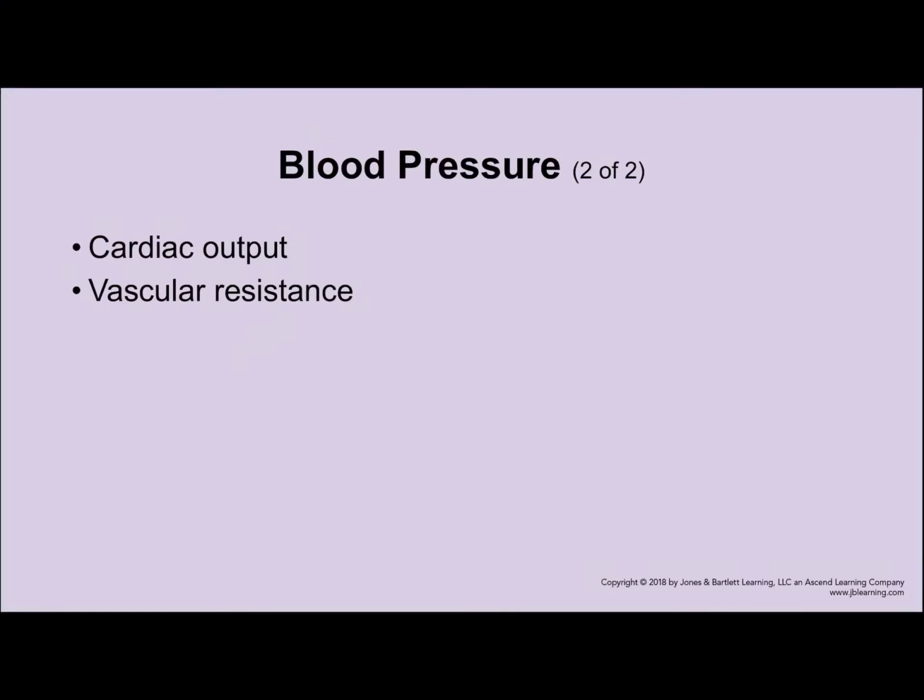The next part of understanding blood pressure is that it is determined by a couple of things. It is determined by the cardiac output. The cardiac output is the amount of blood that flows out of the heart in a certain time period. Cardiac output is calculated by multiplying the heart rate times the stroke volume. The heart rate is how many times a minute the heart is beating, and the stroke volume is how much blood is being pumped out of the heart with each heartbeat.